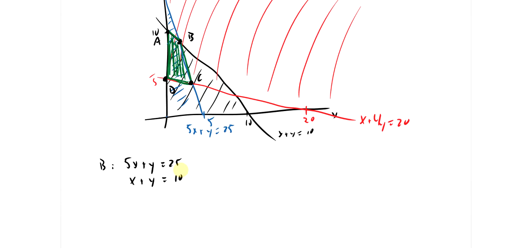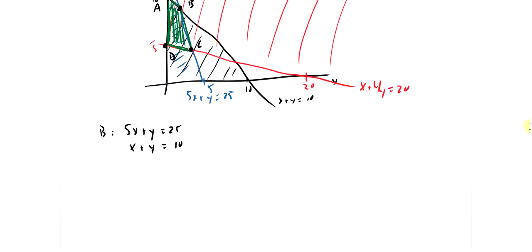Right, and we want to solve for x and y, and as we learned in 5.2, the easiest way to do this would just be to subtract here to eliminate the y's. I don't even need to multiply anything. 5x minus x, that's 4x, y minus y, that's 0, 25 minus 10, that is 15. So x equals 15 over 4.